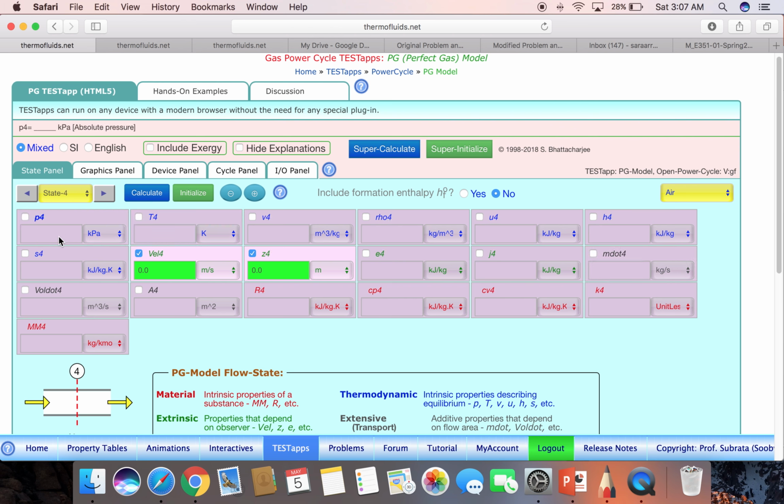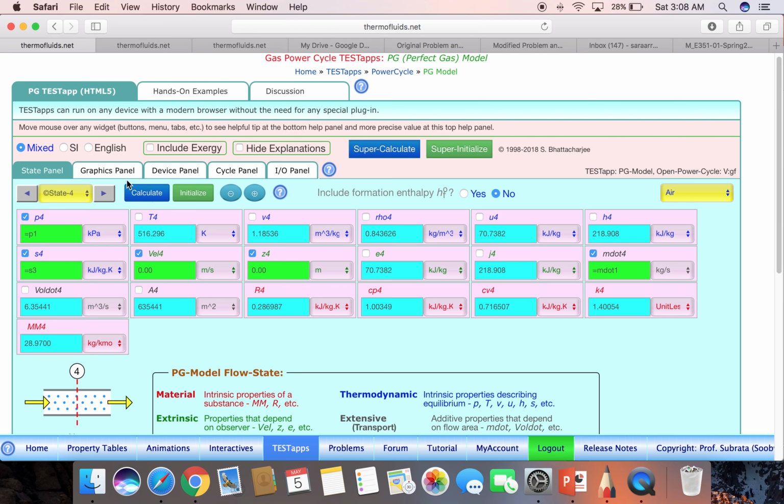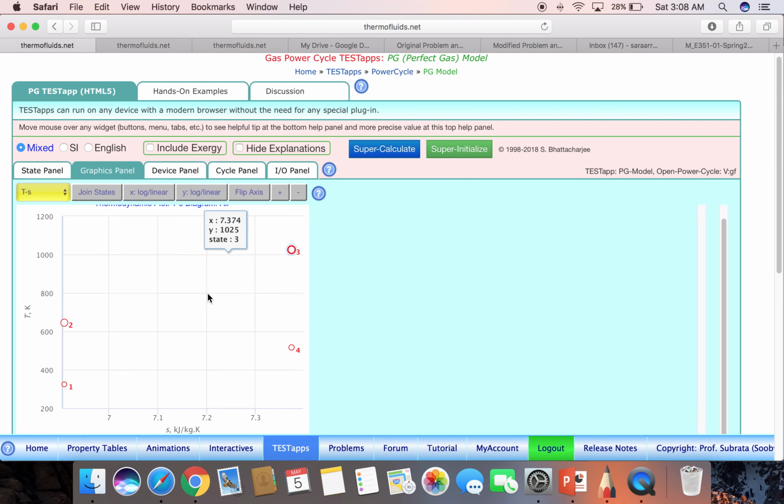Now let's go to state 4. The pressure is equal to P1, and we know it's isentropic, and we also know that m dot is constant. Let's calculate that, and let's get the graphics panel. We'll see that the TS diagram shows us all 4 states, and that's how we want them.